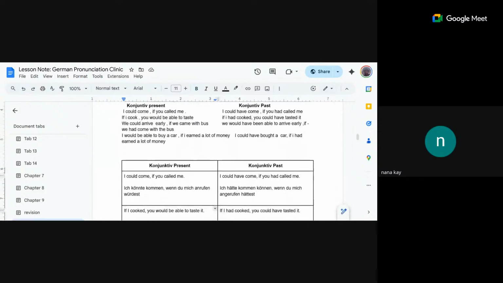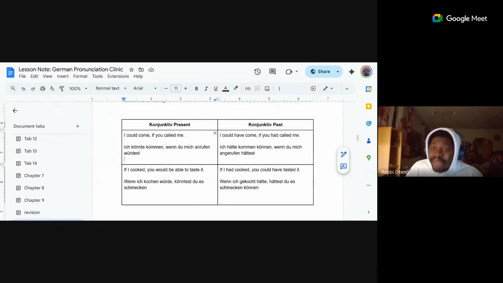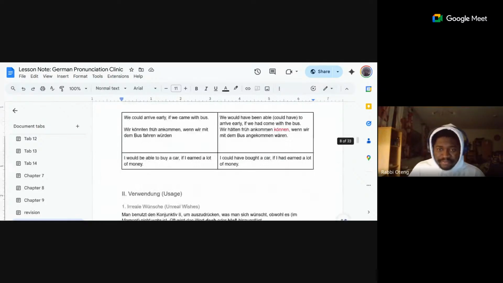Because there's no modal verb, in the past this sentence just came itself. Yeah, because of the modal verb. This sentence, hätte kommen können, this hätte has nothing to do with kommen, but just this hätte is with the modal verb. Okay, it has nothing to do with kommen.